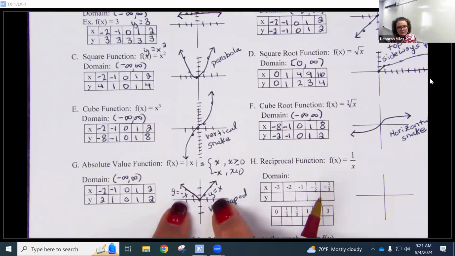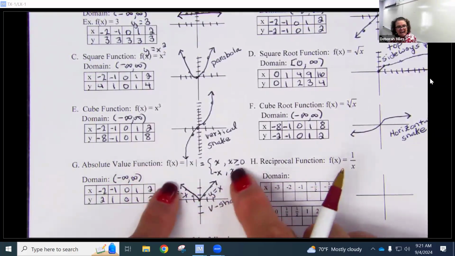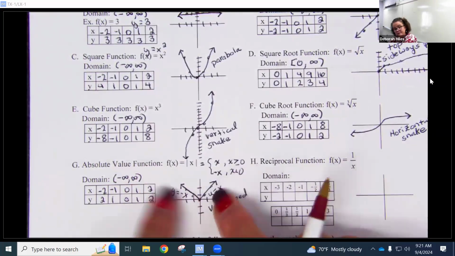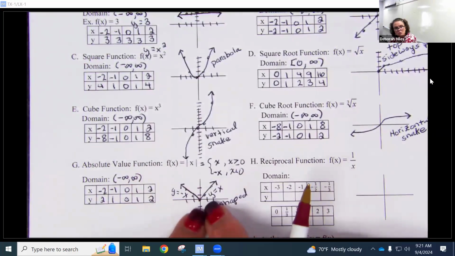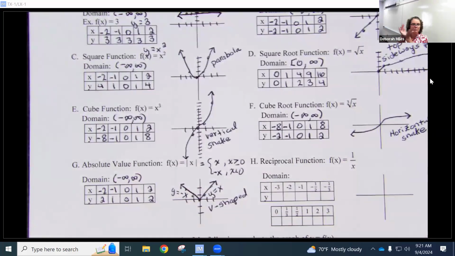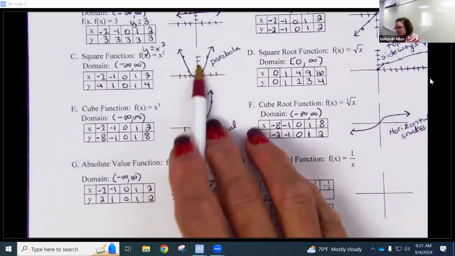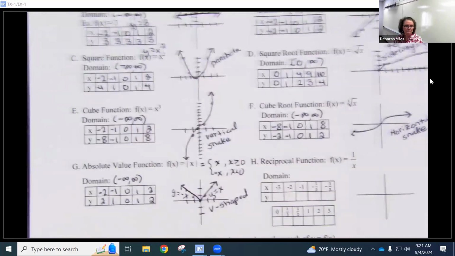So it's V-shaped because it's where these two half lines, or in geometry we call them rays, it's where these two rays meet, and they meet at a point, not a nice U shape like a parabola.